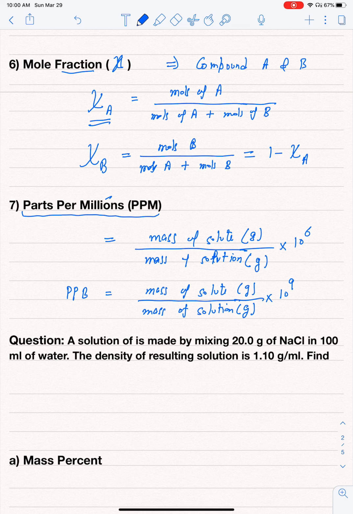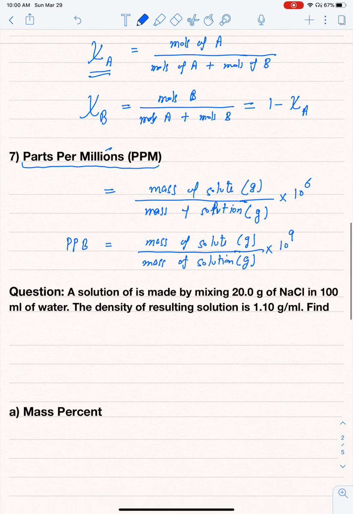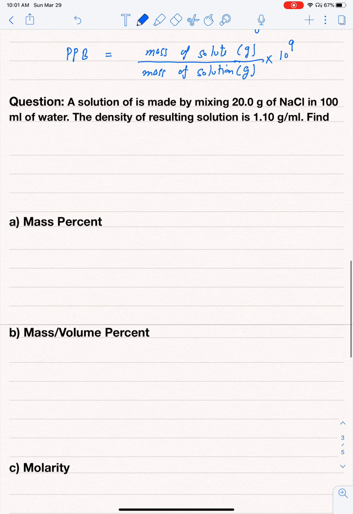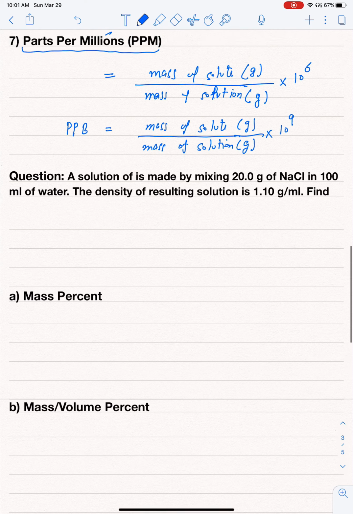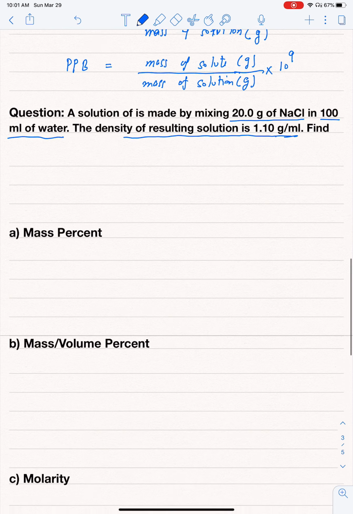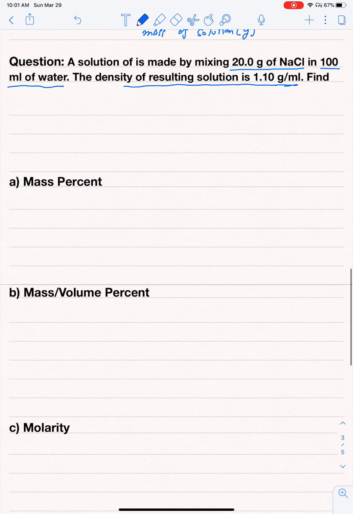Now, to wrap up, I want to do this question, which talks about the mass percent, mass volume percent, molarity, and molality. Let's look at this question briefly. It says a solution is made by mixing 20 grams of NaCl in 100 milliliters of water. The density of the resulting solution is given. So this density is actually after you have mixed the water and the sodium chloride. And you have to find the mass percent, the mass volume percent, the molarity, and the molality.